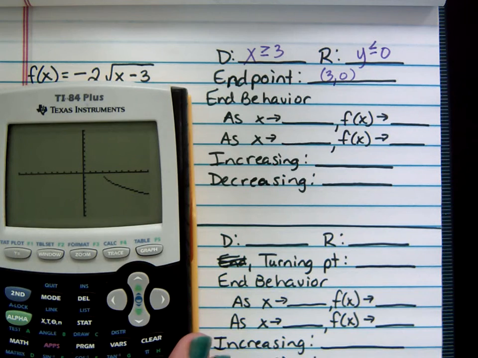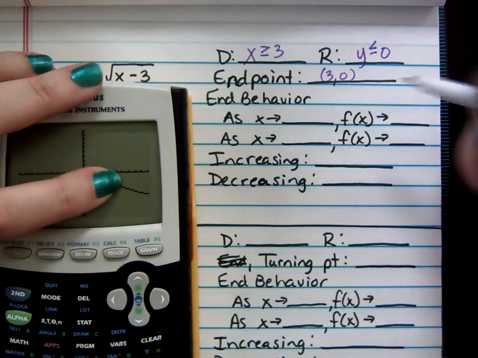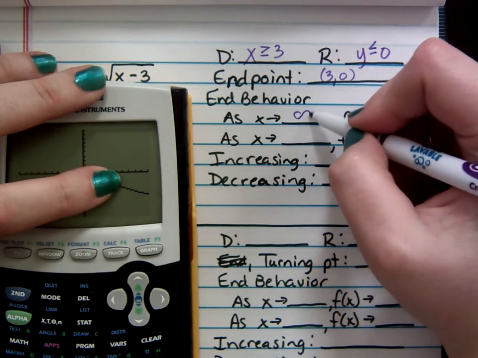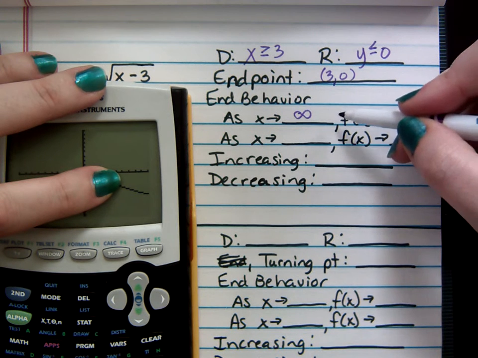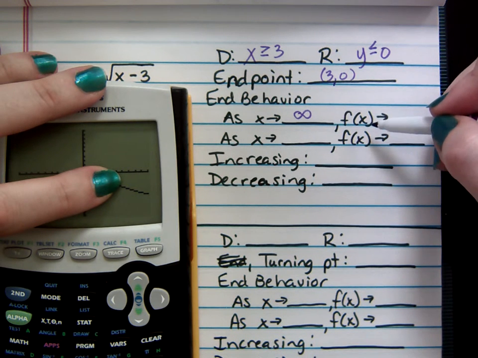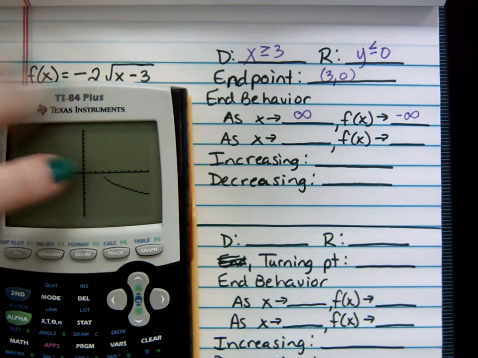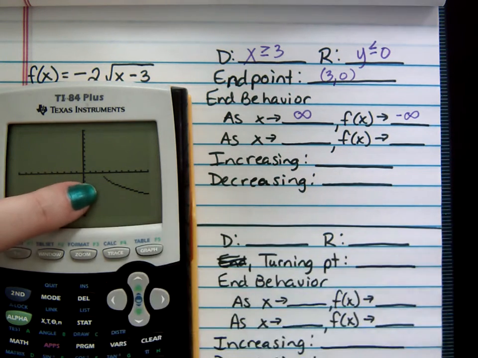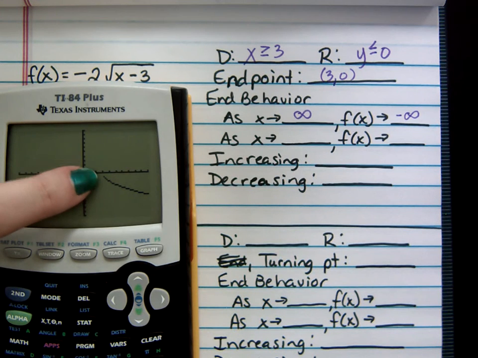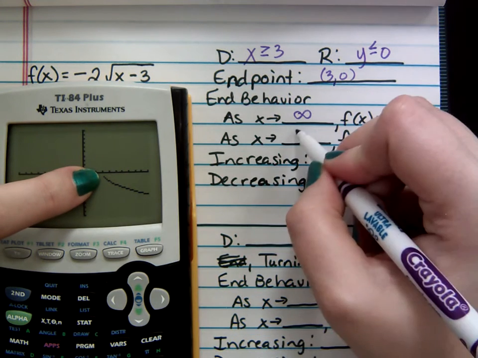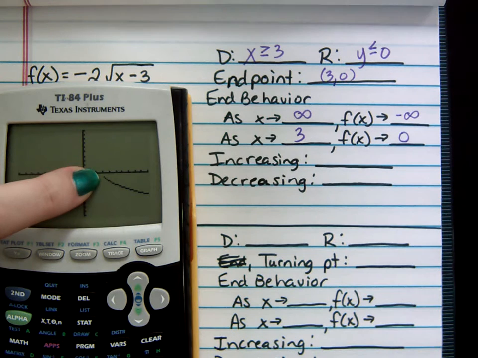Now, for the end behavior, on the right side of the graph, my x's keep going right forever. But my f of x, the y values, are going down. Down is negative infinity on the y-axis. On the other side, though, it doesn't go on forever. It stops at your endpoint. So the x's go to 3 and the y's go to 0.